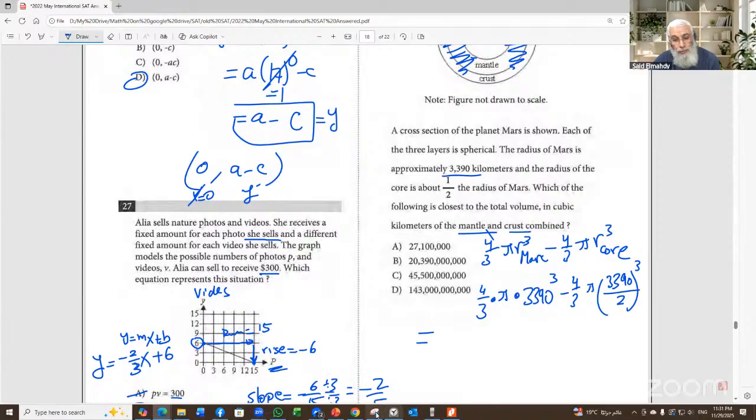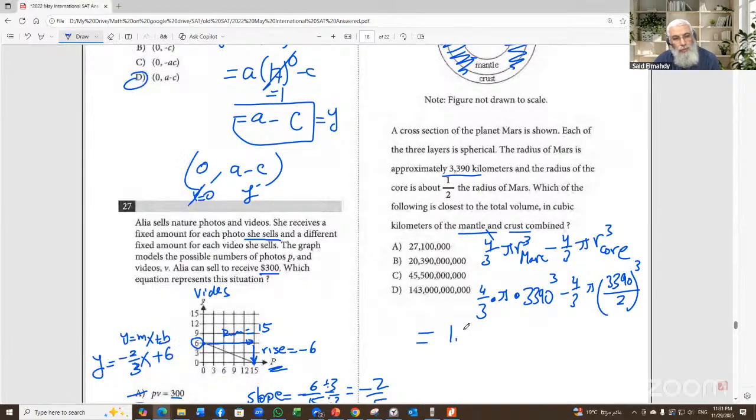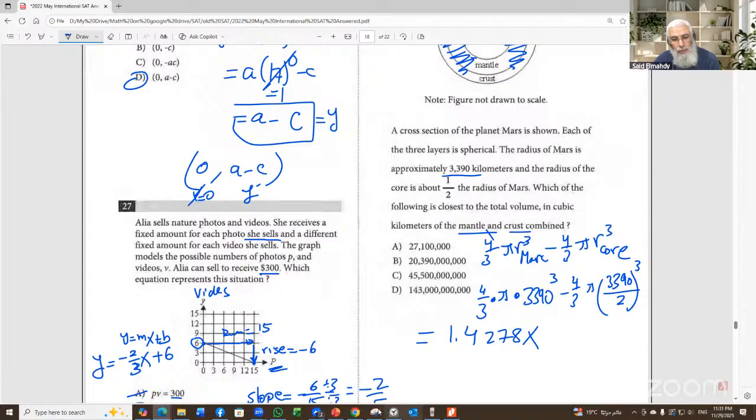Using the calculator, we can write this in: 4/3 multiplied by pi multiplied by 3,390 cubed, minus 4/3 times pi times the fraction in brackets 3,390 divided by 2, close bracket, power 3. And this is equal to 1.4278 times 10 power 11.